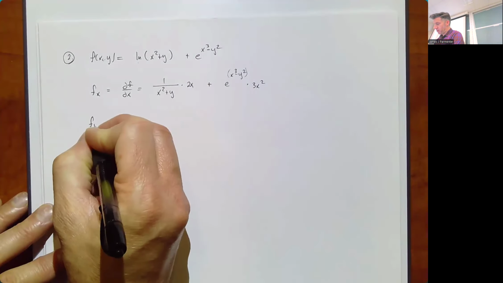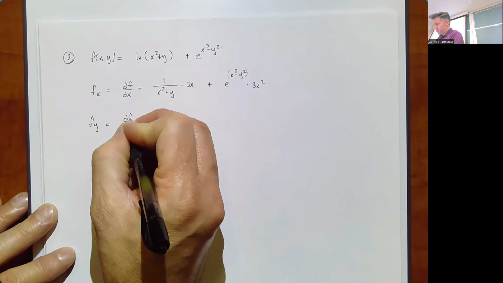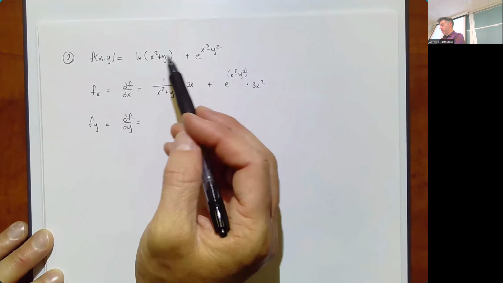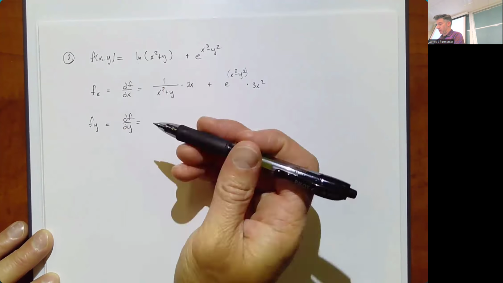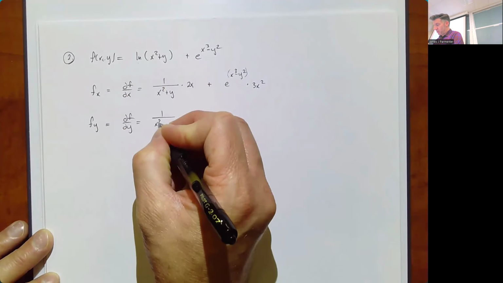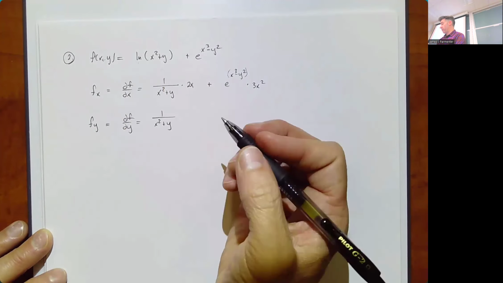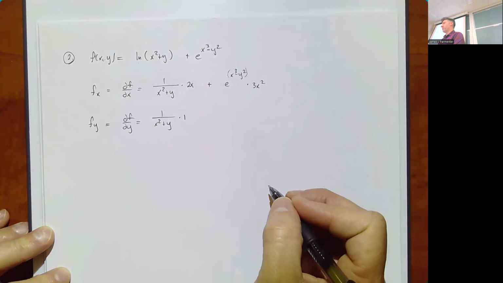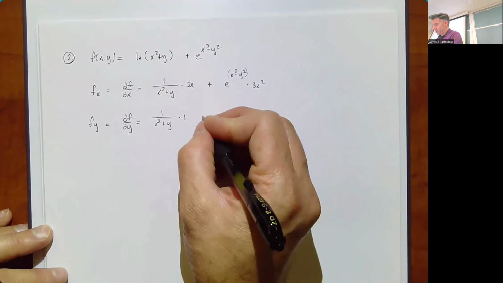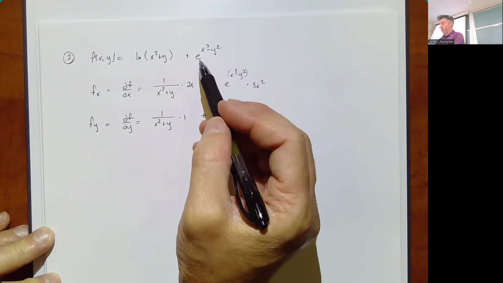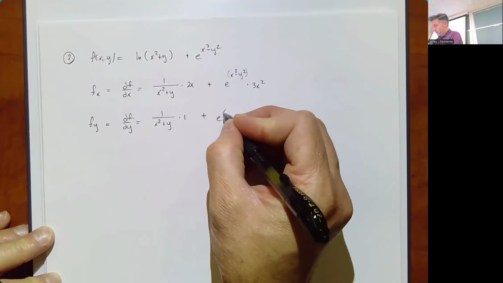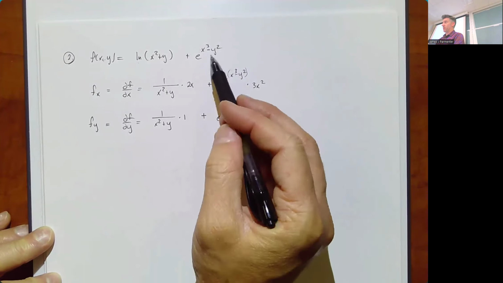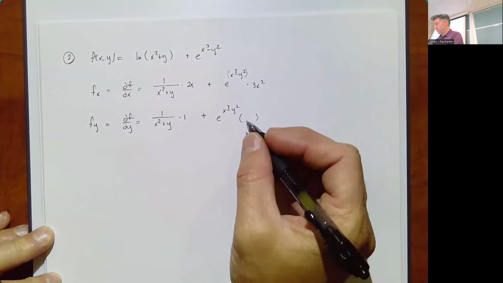Let's find f_y. Same idea. We're using the chain rule for both of these. The derivative of the natural log of this stuff, again, is 1 over the stuff. But now instead of multiplying by 2x, we're multiplying by the derivative with respect to y, which is just 1. Which I probably wouldn't write, but you know. Plus, the derivative of e to the stuff is going to be e to the stuff times the derivative of the stuff. But now it's the derivative of x cubed minus y squared with respect to y, which is going to be negative 2y.